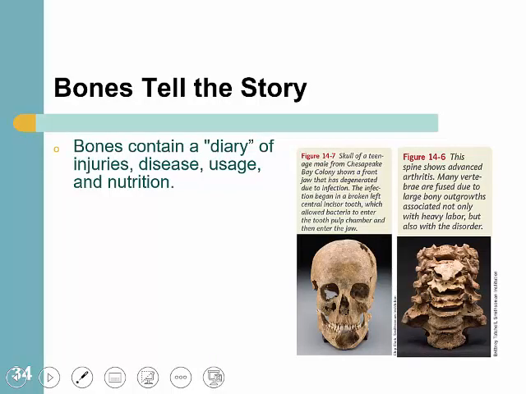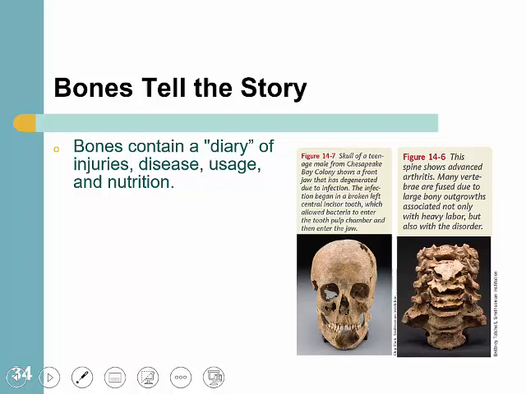The other thing we want to remember about bones is that bones can tell us a person's story. They can be like a diary for a person over their lifetime. They will give us indications of any injuries that the person has sustained. They could possibly tell us diseases that they have gone through. They could tell us how they use their body, if they had a particular occupation that made them more developed in the upper body or the lower body or the right side or the left side. And we can also use their bones to tell us what they ate and how they ate, basically, if they were well nourished or malnourished.